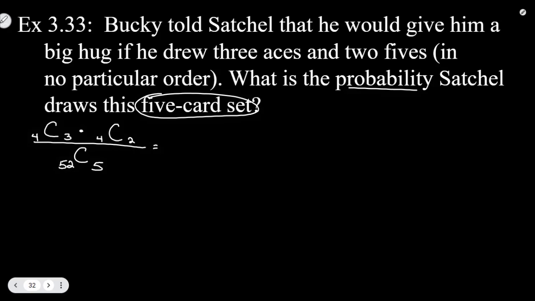So putting these numbers in, if you plug 4C3 into your calculator, that's going to come out to be 4. If we put 4C2 into our calculator, that is going to give us 6. So 4 times 6 on the top is 24. And then on the bottom we have 52C5. We're going to put that in, and that is a really big number: 2,598,960.